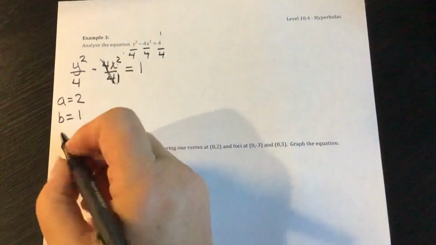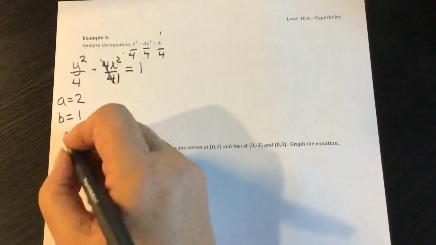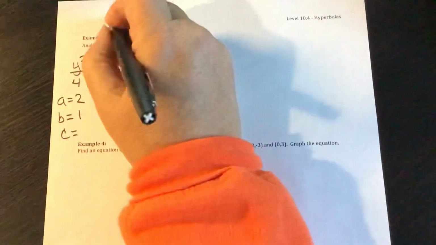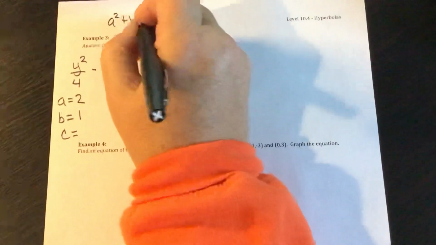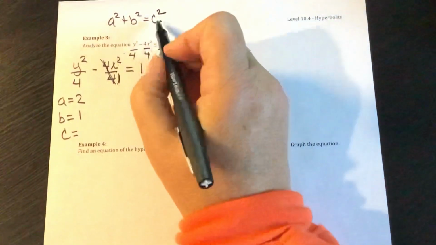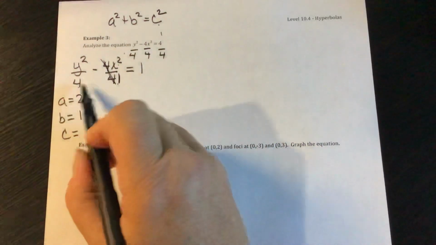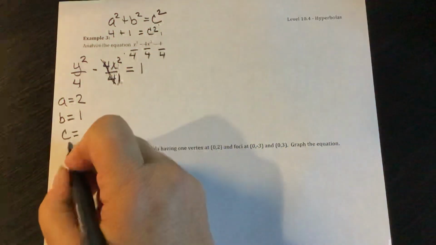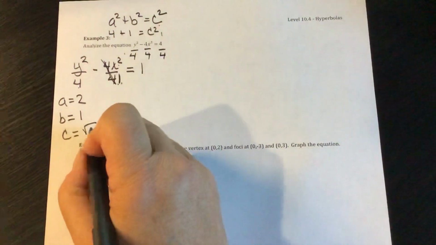And if I want to find how far away from the center the foci are, I need to have a c value. And remember, a squared plus b squared equals c squared on this one. So c squared would be 4 plus 1. So c is the square root of 5.